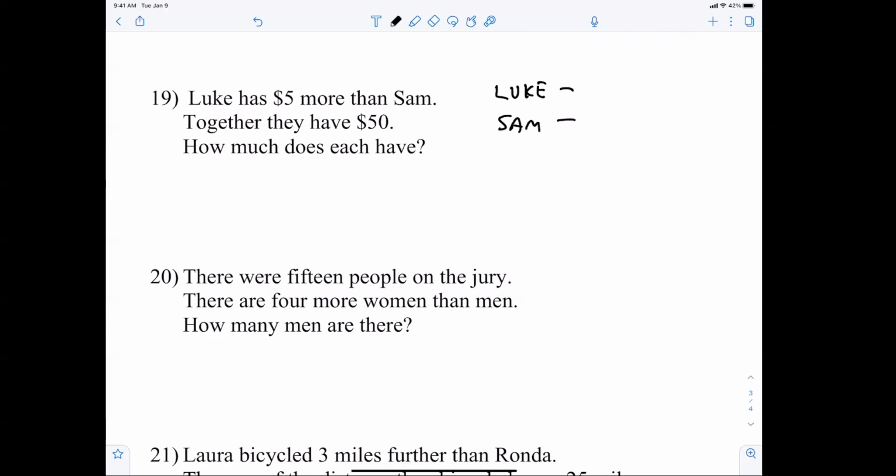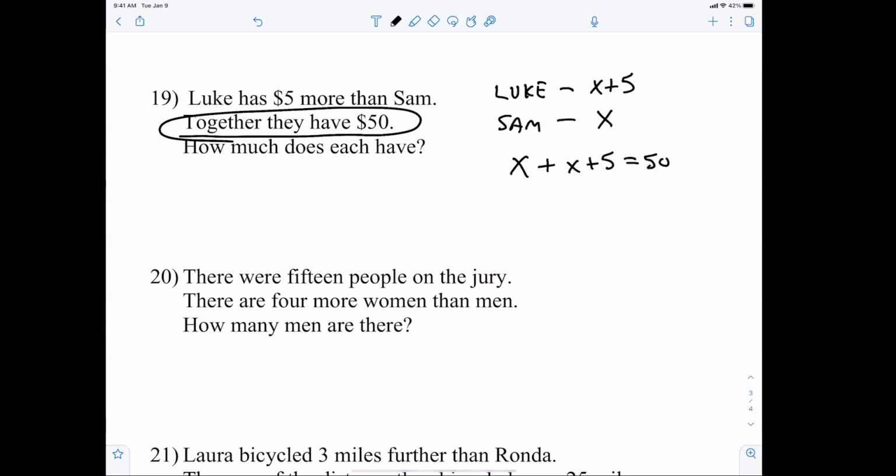Do we know how much Sam has? No. So that's what? X. Yes. Luke has 5 more than Sam. So what am I doing? X plus 5. Thank you. Now it says together they have 50. So now what would I say? Equals 50. What does? X plus 5 equals 50. Yay, smart kiddo. That is correct. X plus 5 equals 50.